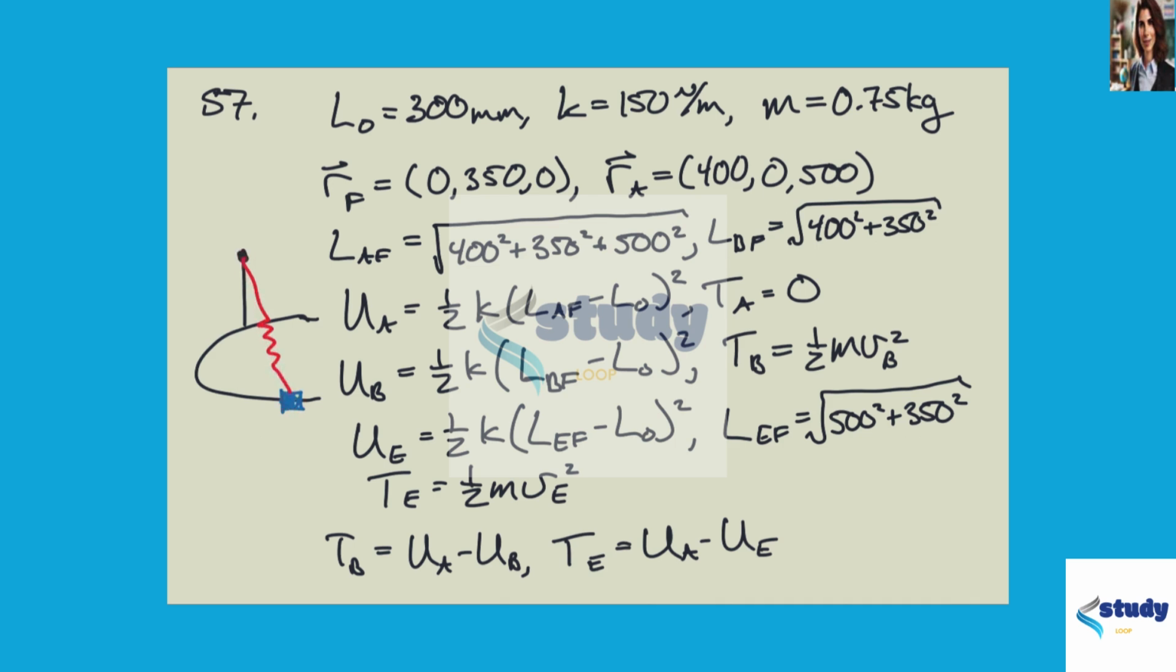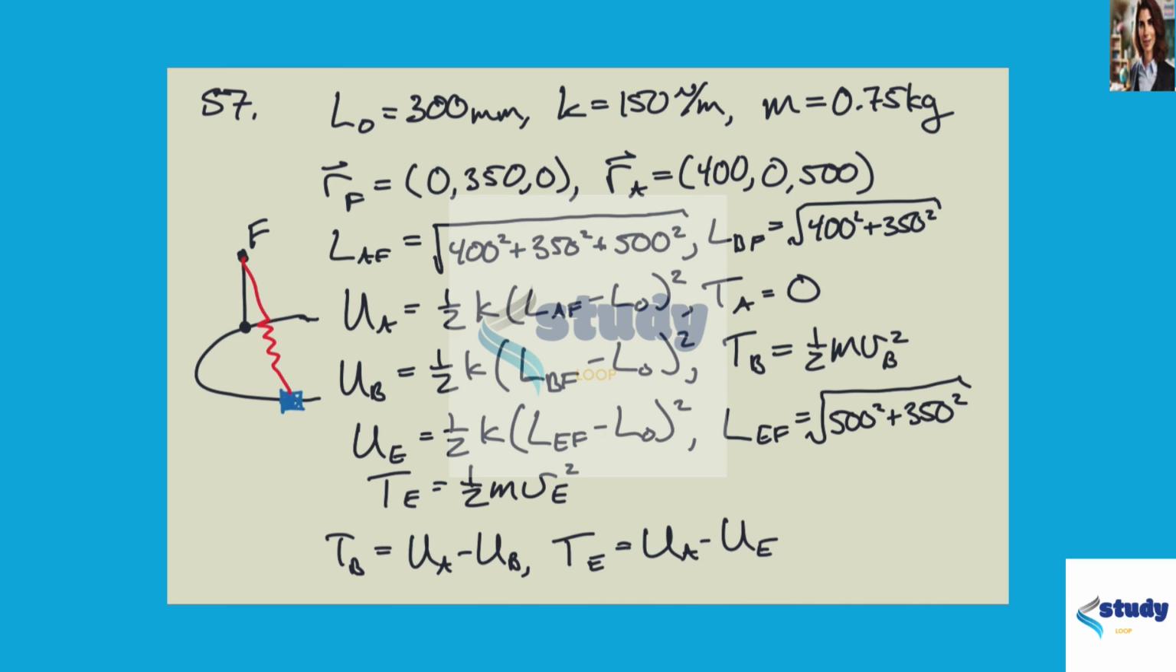track. We're given that the unstretched length of the spring is 300 millimeters. The spring constant is 150 newtons per meter, and the collar weighs 0.75 kilograms. We've defined a few points on here. This is F, and I'm using this as my origin. So F is 350 millimeters above the origin.